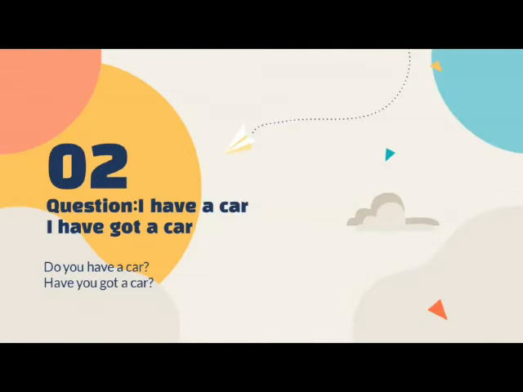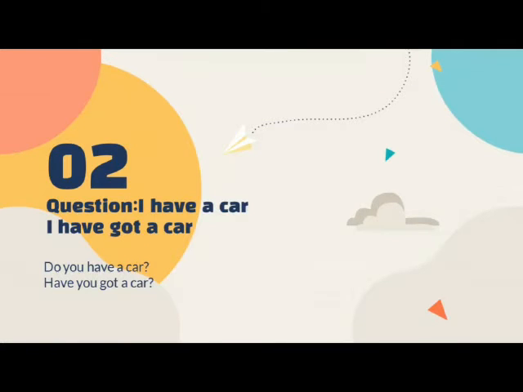Notice that in the first case, with have, we use a typical construction with the auxiliary verb do in present simple, and then we use have. Do you have a car? But in the second case, with have got, we do not need any auxiliary verbs. We just use have. It is an auxiliary verb at the beginning of the sentence, and we have the question, have you got a car?